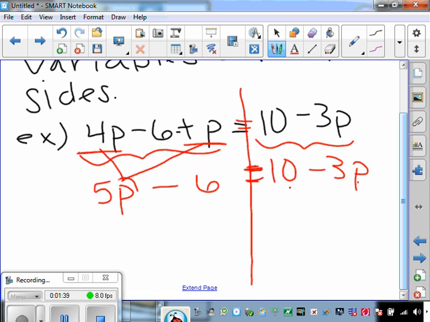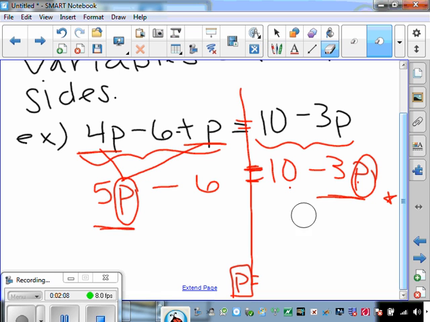So now I'm trying to solve for p, right? But I have them on both sides. So I need to get them only on one side to get an answer like p equals. See how it's alone on one side? So let's take off all of the p's from the side that has the least amount of p's. It makes it easier. This side only has negative 3 p's, where this side has 5 p's. So which side has less p's? This one.